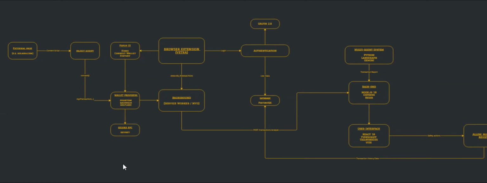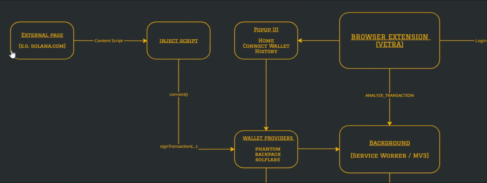I'll show you how Vetra sits between the browser, the wallet, and our multi-agent backend to decide if a Solana transaction is safe. We start on an external page, say solana.com. That page has its own CSP and its own JavaScript, so the extension can't just reach and call the wallet from the pop-up. To solve that, the extension injects a content script, and the content script asks the background to inject a page-level script. That injected script runs in the page context, so now we can touch window.solana, for example.